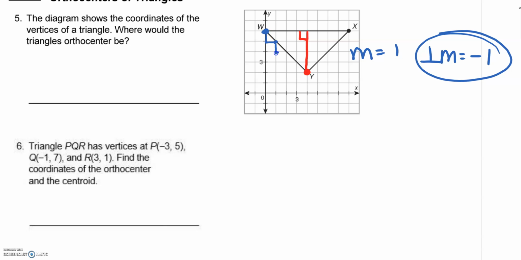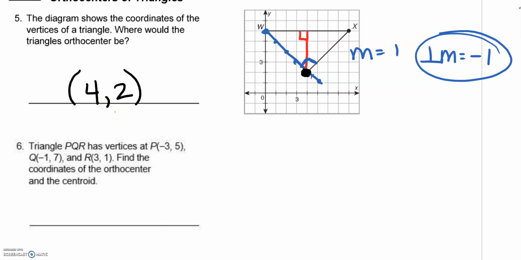Down 1, right 1, down 1, right 1, down 1, right 1, and I realize I'm actually following along the triangle. This is perpendicular to side XY, and it's passing through opposite vertex W. And if I pay close attention, I actually see that the two altitudes cross paths right here at 4, 2.